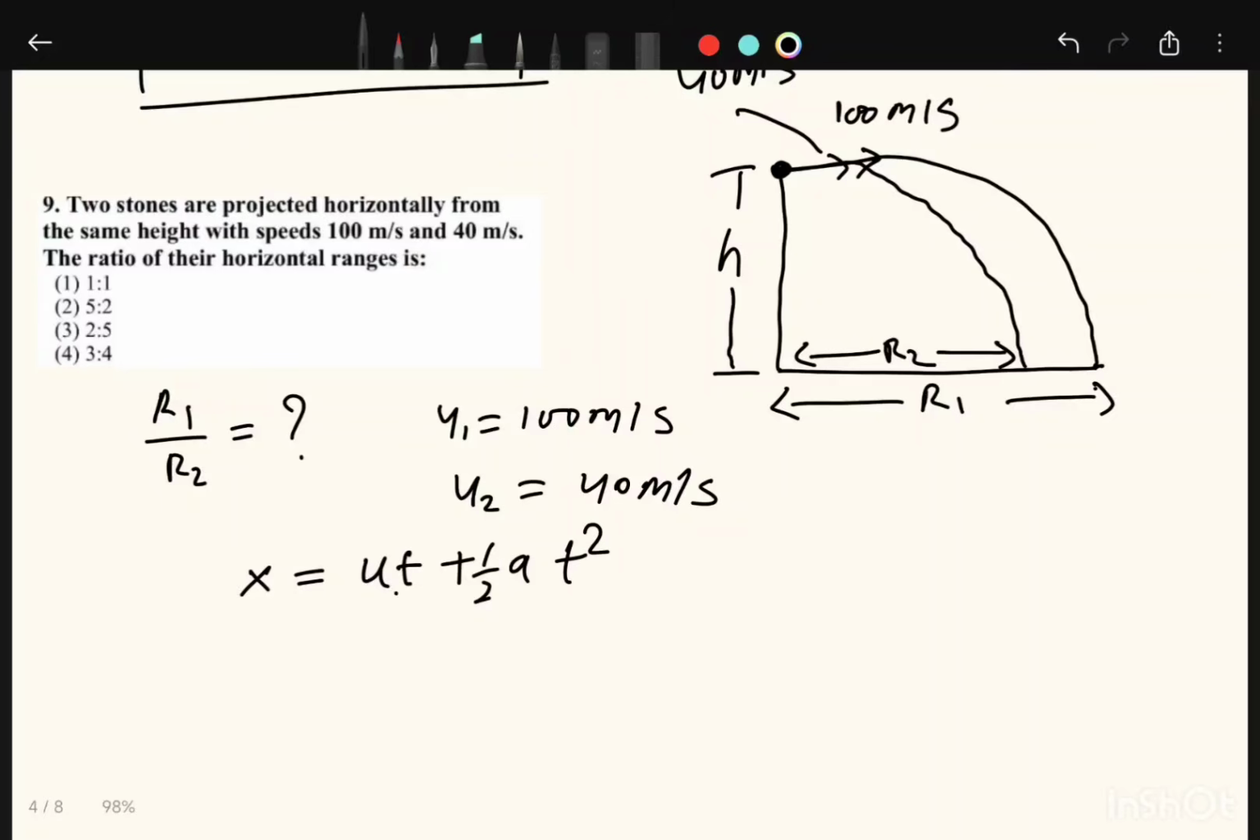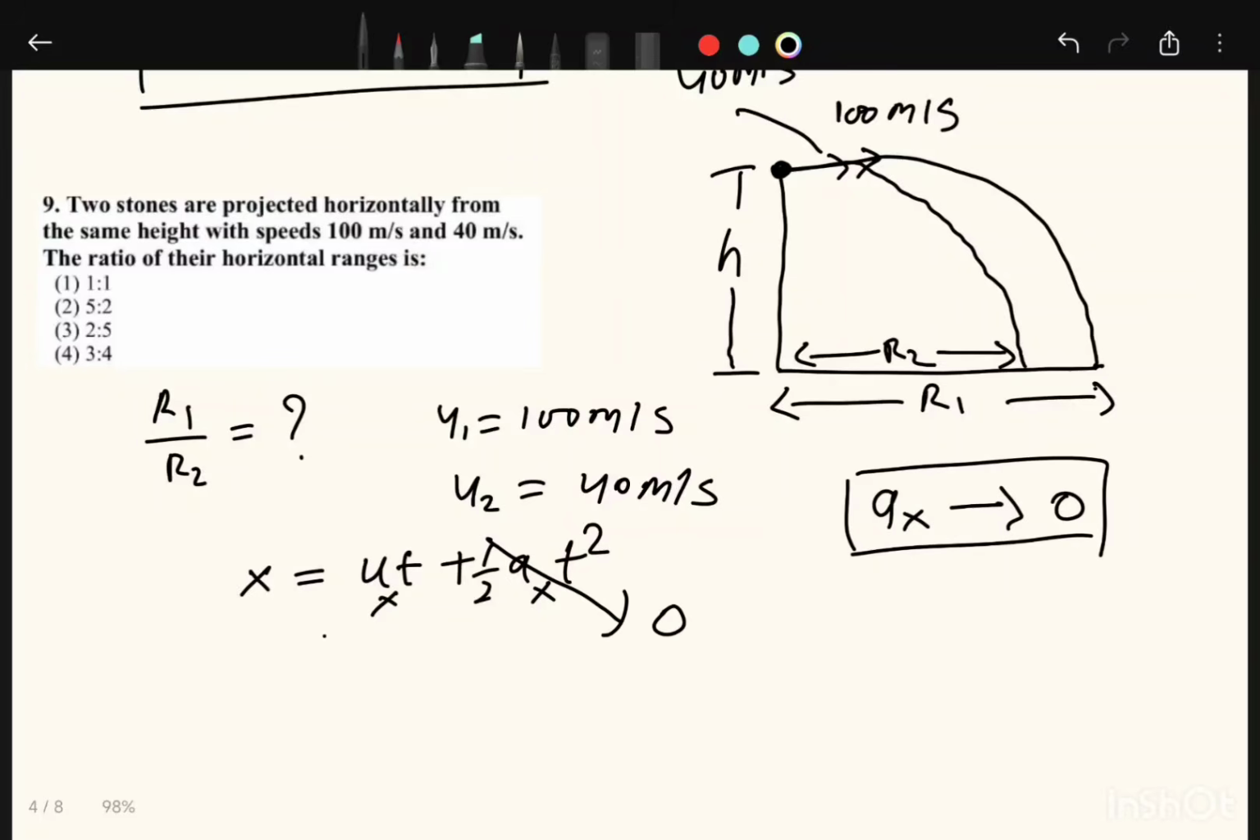If we are using x, meaning horizontal direction, we'll use the x component of velocity and acceleration, and we know that there is no acceleration in x direction in case of projectile motion. So ax is 0, so this term will become 0. And x, let's suppose it's range. So your formula for range will become ut.